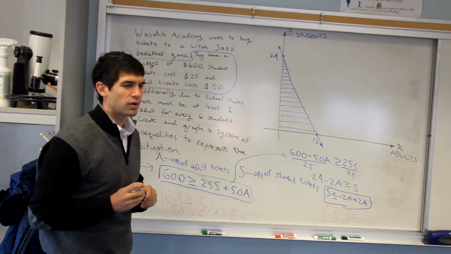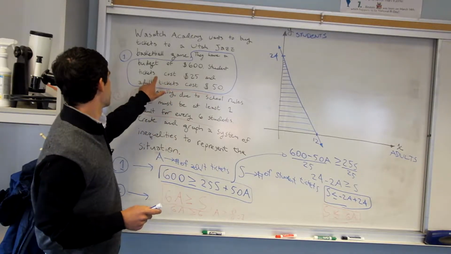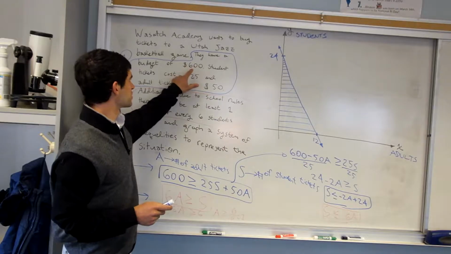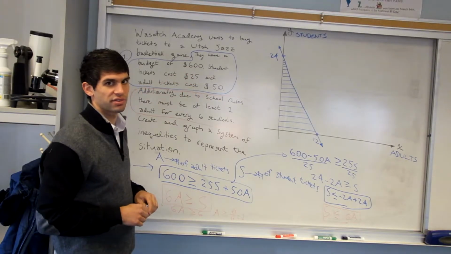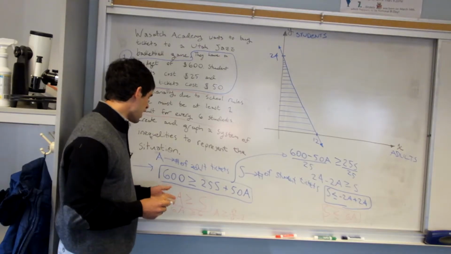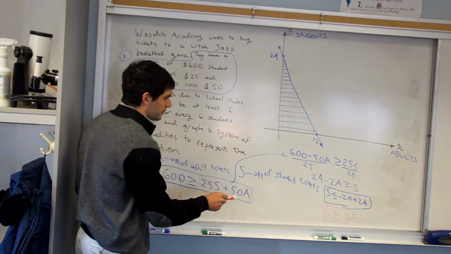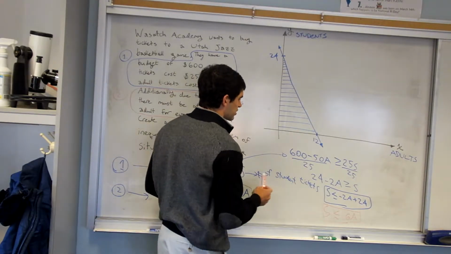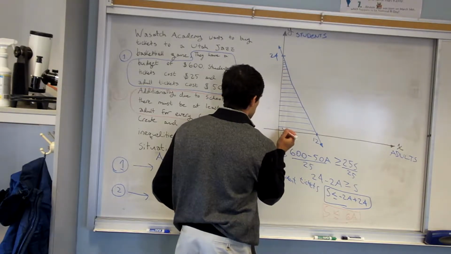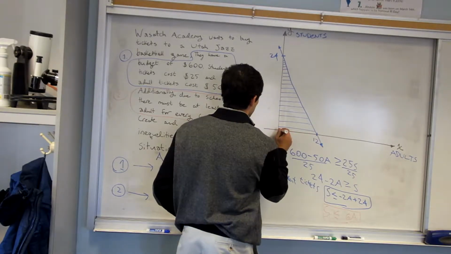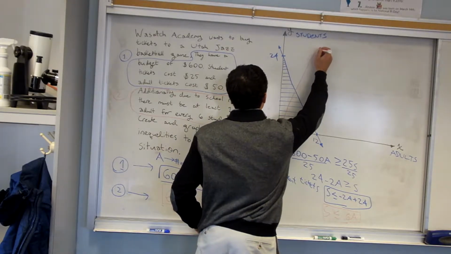So that's one inequality, and we can see that inequality represents the fact that the school has a budget of $600, student tickets cost $25, and adult tickets cost $50. But we also have this other piece of information, which we represented with this inequality. So we have S is less than or equal to 6A. So on that one, the y-intercept is going to be 0, and it's just going to be a pretty steep line that looks like this.